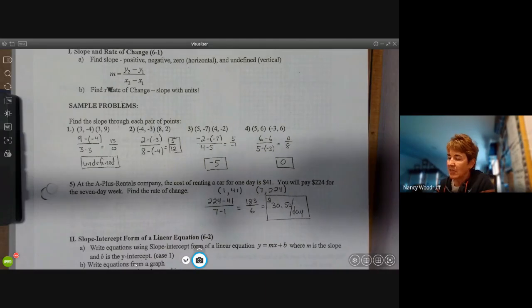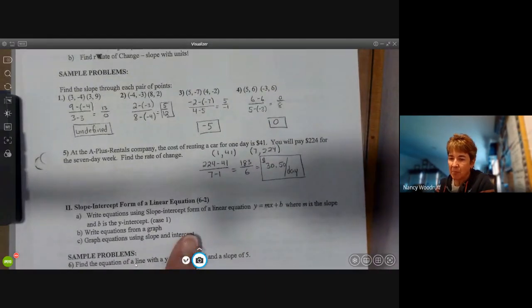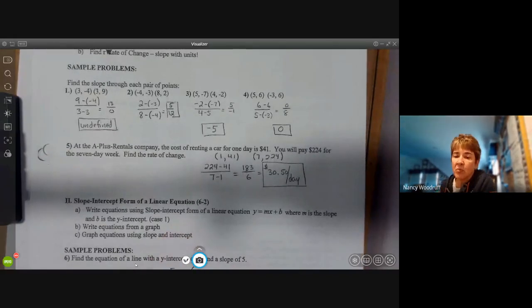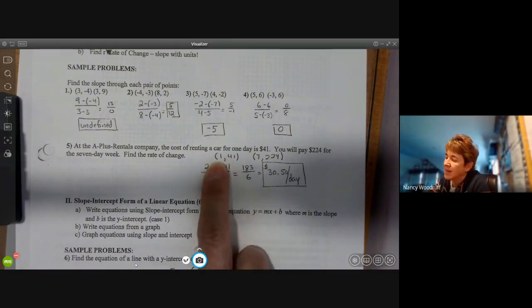The next thing we did was go on to rate of change, which is basically just the application of slope. It's slope with units, and we always find a unit rate when we're finding rate of change. The hardest thing is just to know who is your x and who is your y. So here we're talking about dollars and days. So we want to know what is the cost of dollars per day, which puts dollars in your y, and your time or the days in your x.